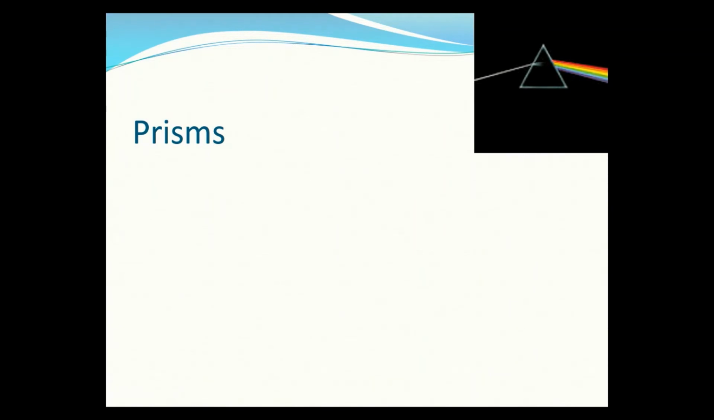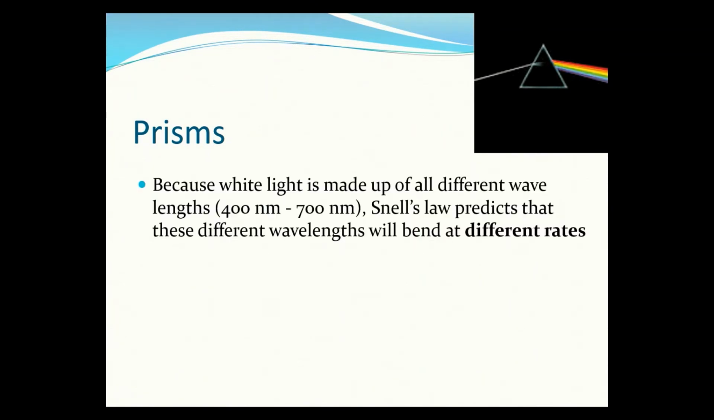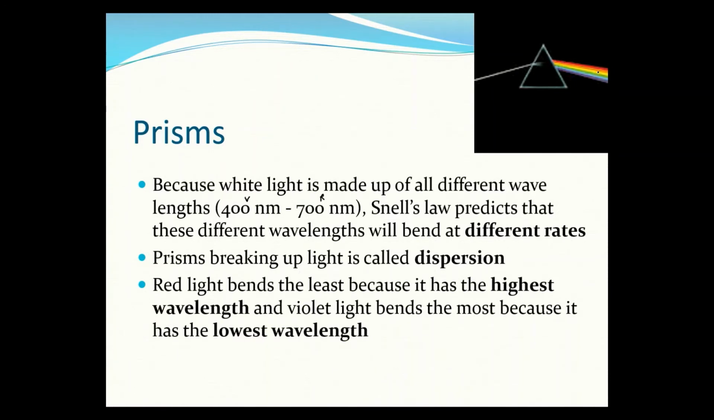Okay, prisms. Because white light is made up of all the different wavelengths, 400 being violet and 700 being red, Snell's law predicts that these different wavelengths will bend at different rates. Prisms breaking up light is called dispersion. It's a Pink Floyd cover here. You can see the white light breaking up into all the different colors. Red light bends the least because it has the highest wavelength, and violet light bends the most because it has the lowest wavelength. That's not an easy way to remember it.